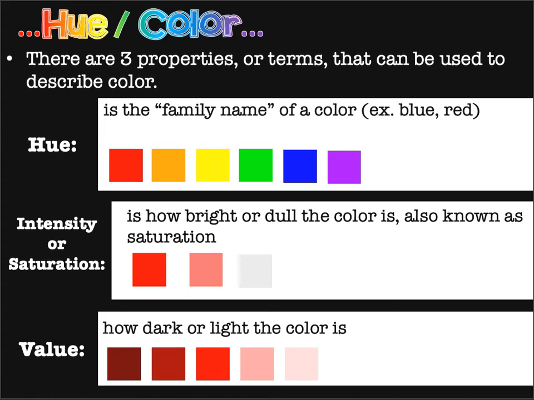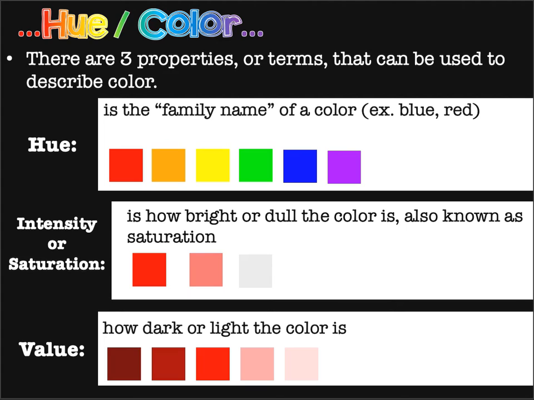Now, in art, there are three properties or terms that we use when we discuss and describe colors. And one of those is hue. So you'll hear me say this a lot, the hue. And a hue is the family name of a color. So when you say red, blue, green, orange, these are the hue, the family name.